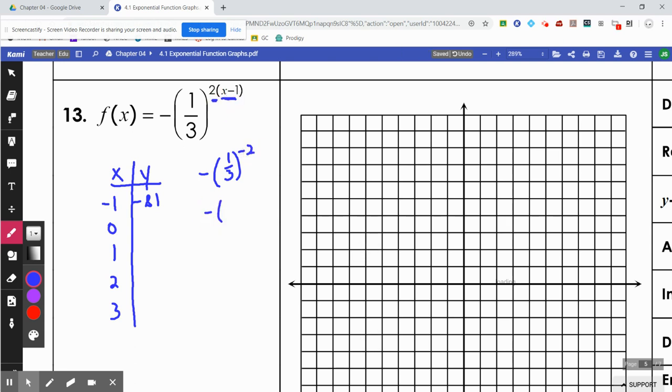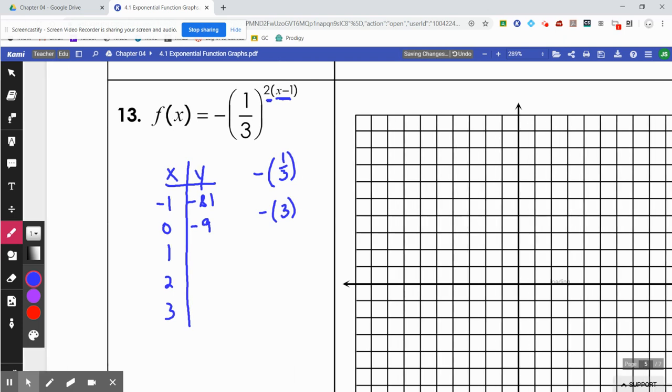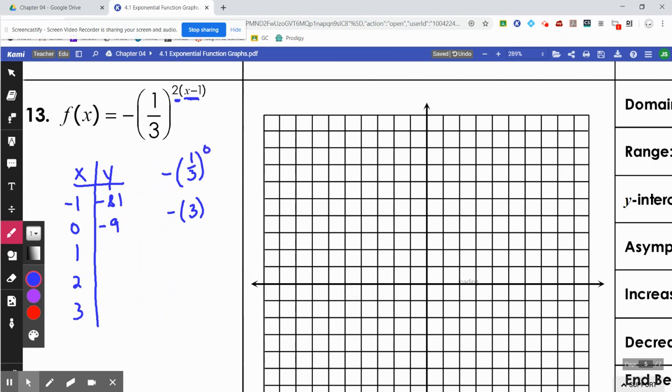That's going to be the negative of, let's flip our fraction and change it to a +2, and that would be a -9. When I plug in 1, that changes your exponent to 2 times 0, which is 0. You don't have to flip anymore because 1/3, anything to the 0 power will be 1. So you have -1 now.